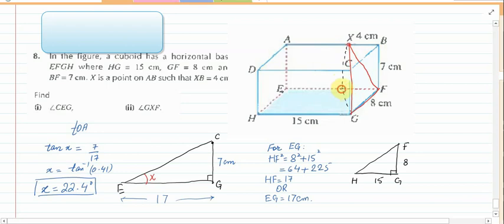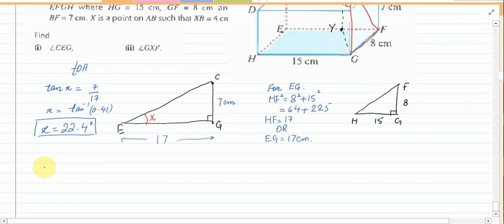Now let's say this point here is Y, the point that is exactly below the point X. So I am going to consider the triangle GFY to find the value of GY. I am going to write it down: triangle GFY to find GY. So I am going to make the triangle.